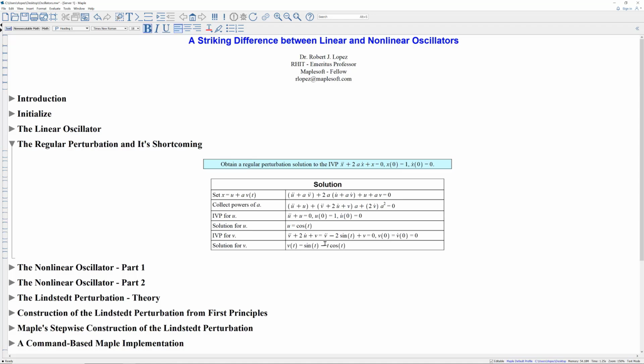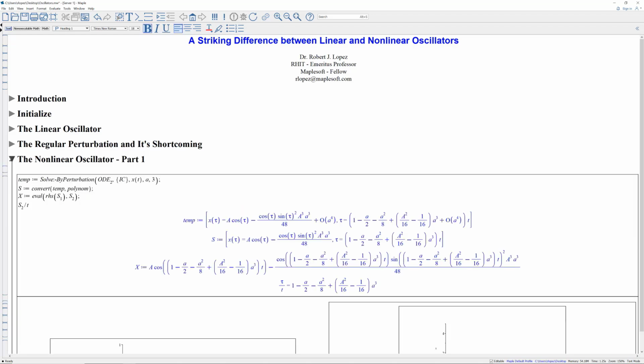These terms are called secular terms, and some means has to be devised to solve the oscillator problems in nonlinear cases where a regular perturbation would give these secular terms. But the thought that the frequency depends on the initial amplitude changes what you can do. Let's now turn our attention to the nonlinear oscillator.